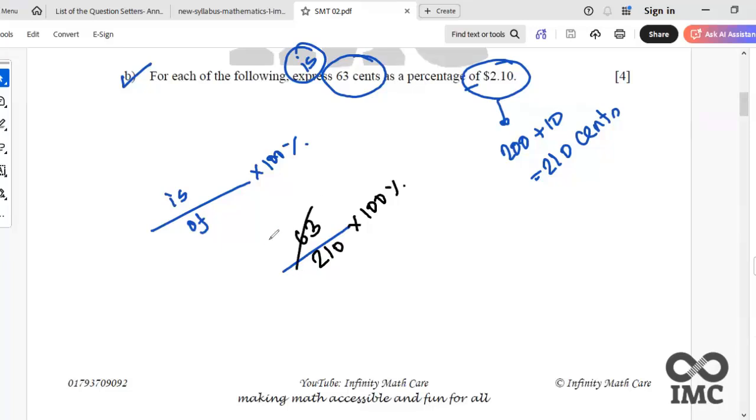At first, 7 9s are 63, 7 30s are 210. Then cancel 0 and 0, and 9 by 3 will be 3. So our answer will be 30%.